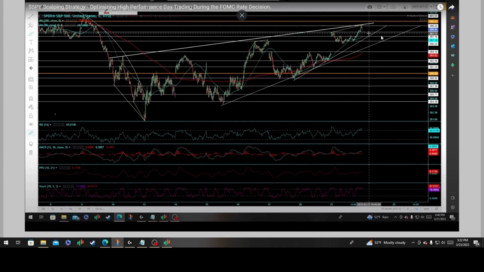This is an update and technical analysis on Spider, the largest component to the S&P 500, here off the 5-minute interval, the 0-day to expiration day trading strategy guide for tomorrow, Friday, March 24th, 2023. And in my previous video, we were trading spot price 398.91.